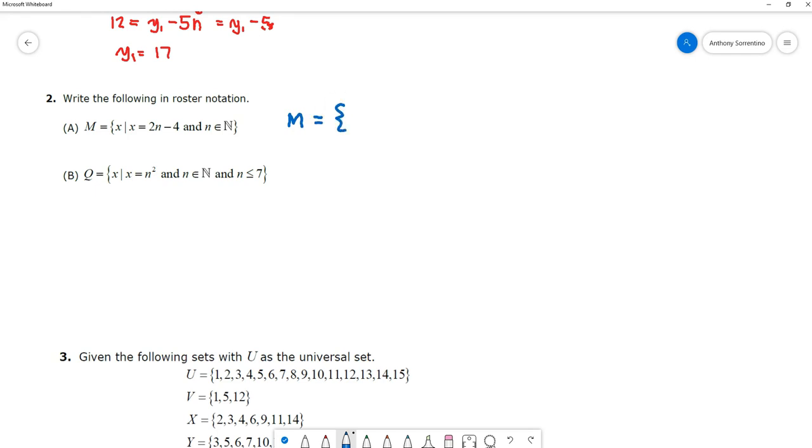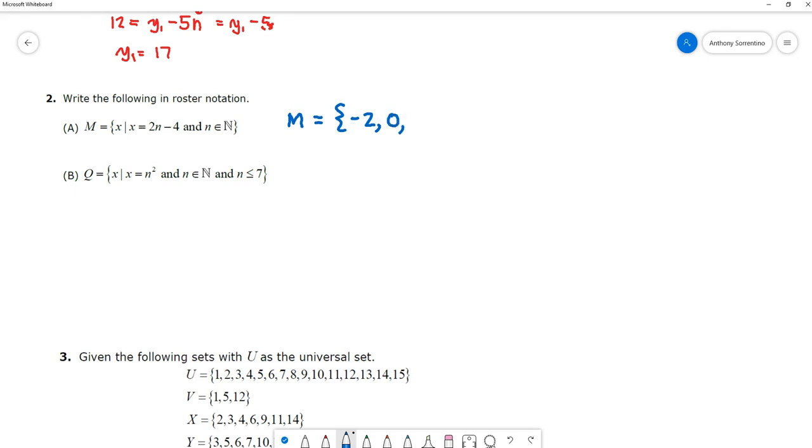this is going to be, well, the first number I would put in here is 1 for n. That's the first natural number. So 2 times 1 is 2, minus 4 is negative 2. Then if I let n be 2, 2 times 2 is 4, minus 4 is 0.